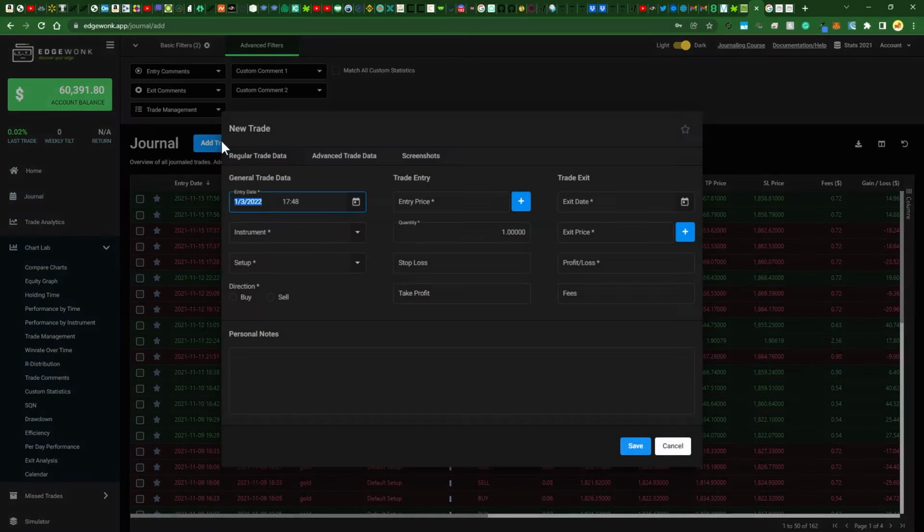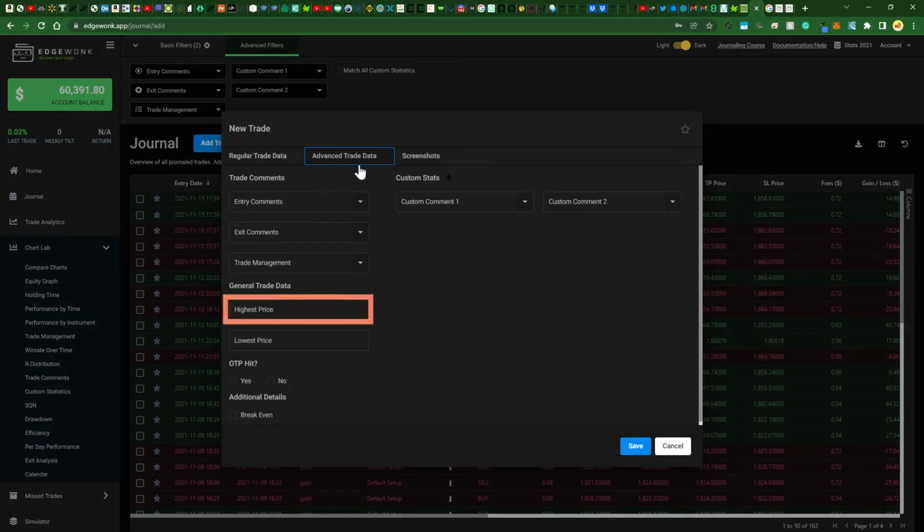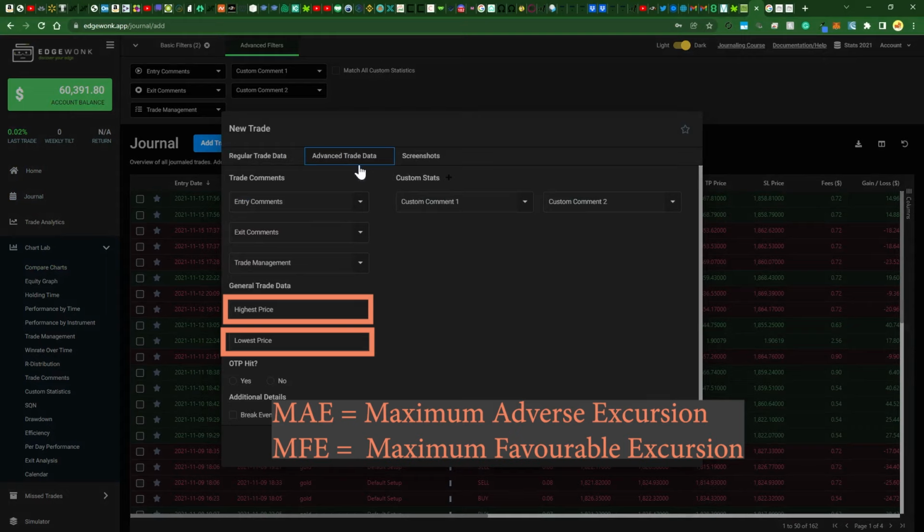Edgewonk, of course, also has standard metrics such as accuracy percentage and risk reward, as well as the highest and lowest price that your trade experienced while it was open. These numbers are also known as maximum adverse excursion and maximum favorable excursion. They might help you identify just how far into profit your trade actually goes before it turns on you, but also how much drawdown your trade suffers. So they might help you somewhat optimize the size of your stop loss and risk reward.